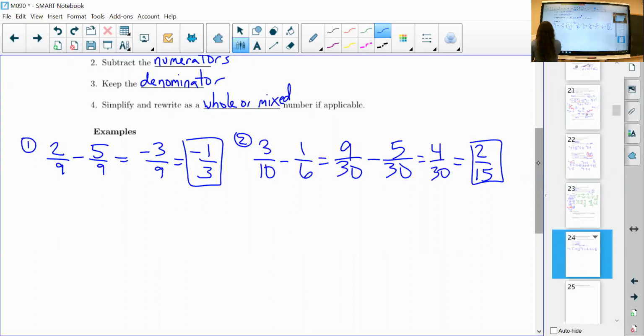Example 3. 7/6 minus 4/8. Okay, so 7/6 minus 4/8. We're going to have to find a common denominator. I want you to go ahead, pause the video, find that common denominator, start it up again when you're ready. So hopefully you got 24.